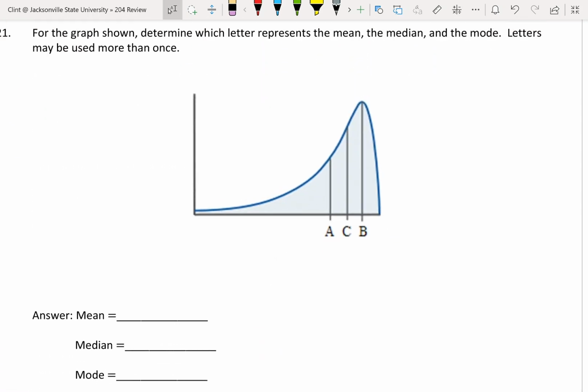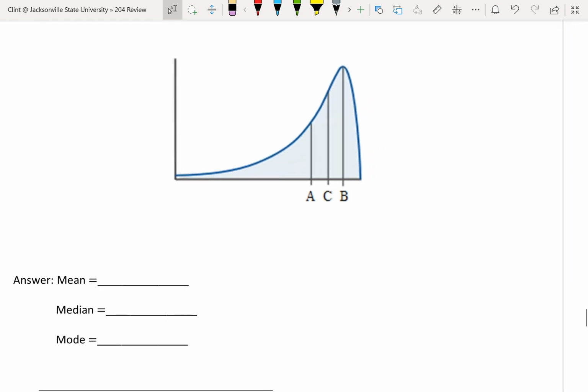Number 21 gives us a graph and gives us these three letters on the graph. It says which one would be the mean, which one would be the median, which one would be the mode. So on these, I usually start with the mode, because on the graph, the mode is by definition the tallest point on the graph. So here B is at the tallest peak. So B would be the mode.